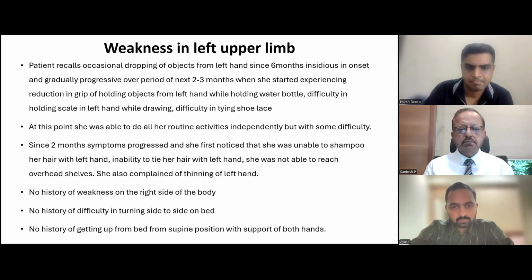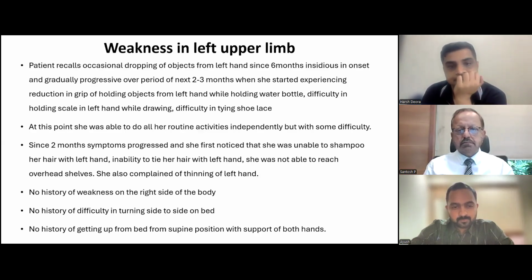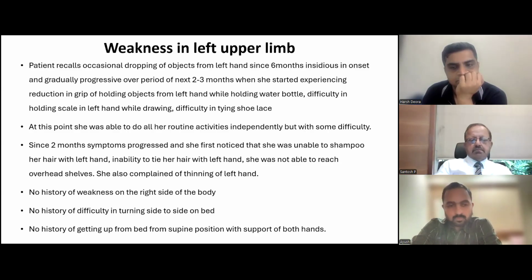Since 2 months, symptoms progressed, and she first noticed that she was unable to comb her hair with left hand, unable to tie her hair with left hand. She was unable to reach overhead shelves. She also complains of thinning of left hand. No history of weakness on right side of body. No history of difficulty in turning side to side on bed. No history of getting up from bed from supine position with support of both hands.